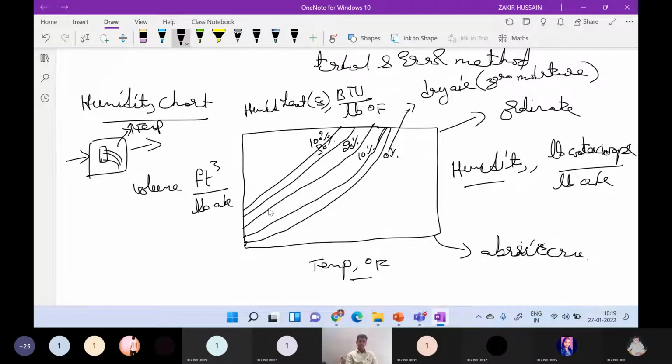After reaching this line, what happens? The slanting lines that are there, like this, are called adiabatic saturation lines, or adiabatic cooling lines.